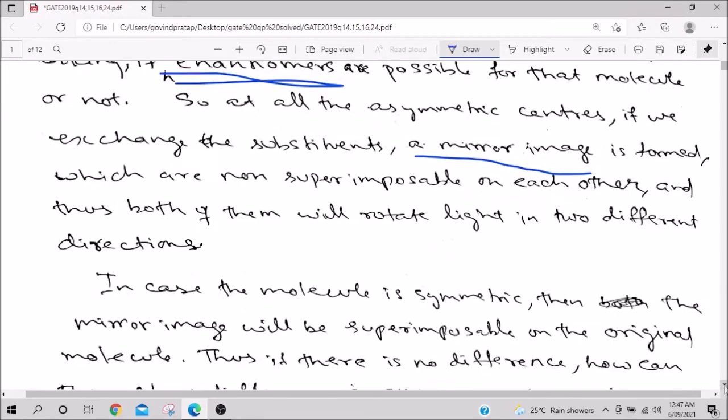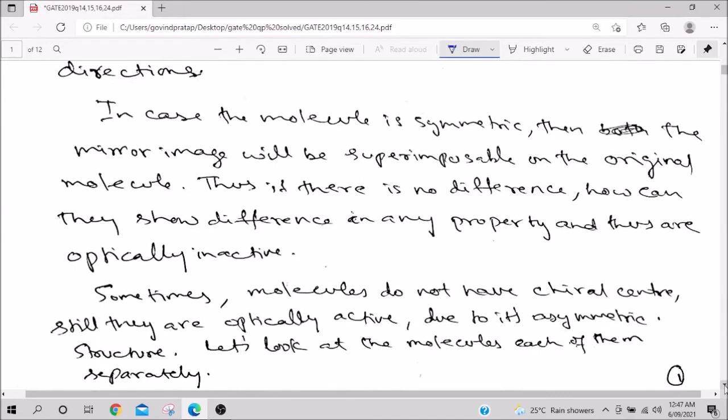Okay. Let's look at the molecules one by one. So basically if a molecule is symmetric, then what happens? Symmetric means a plane of symmetry. The plane is like a paper, a two-dimensional paper. If it crosses through the molecule and you see that it is exactly dividing the molecule into two identical halves, then even if you draw the mirror image, you will see that it will superimpose on the initial molecule if you rotate it properly. So that means they both are one and the same.